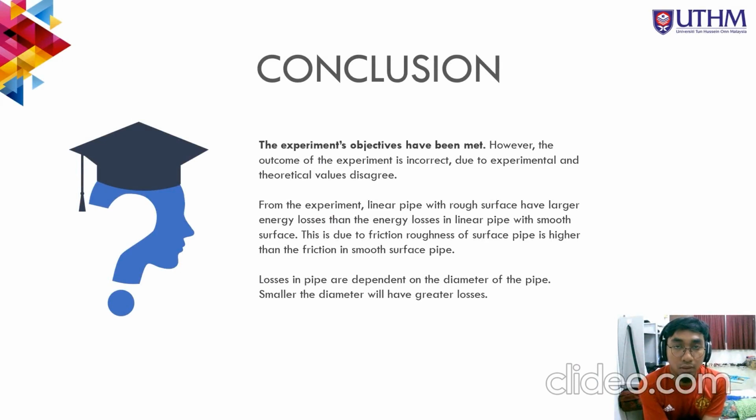As the conclusion, the experiment's objectives have been met. However, the outcome of the experiment is incorrect because the experimental and theoretical values disagree. From the experiment, we can conclude that a linear pipe with a rough surface has larger energy losses than a smooth surface. This occurs because friction in a rough surface pipe is higher than the friction in a smooth surface pipe.